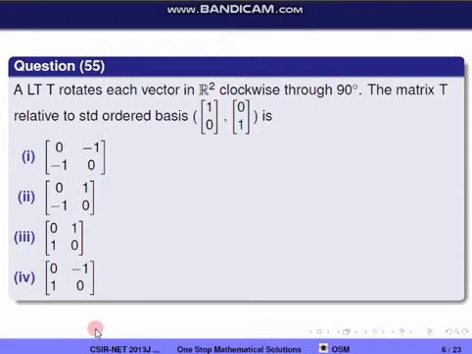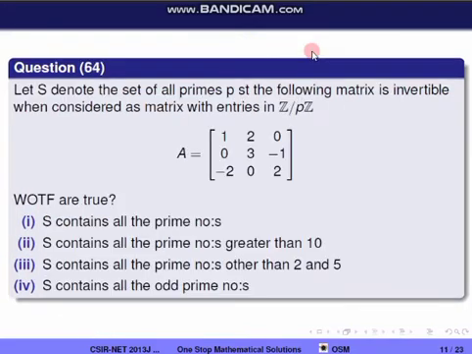So the correct option is B, that is second one. Next question 64. Let S denote the set of all primes P such that the following matrix is invertible when considered as a matrix with entries in Z/pZ. The matrix is given by A = [1 2 0; 0 3 -1; -2 0 2]. Which of the following are true?